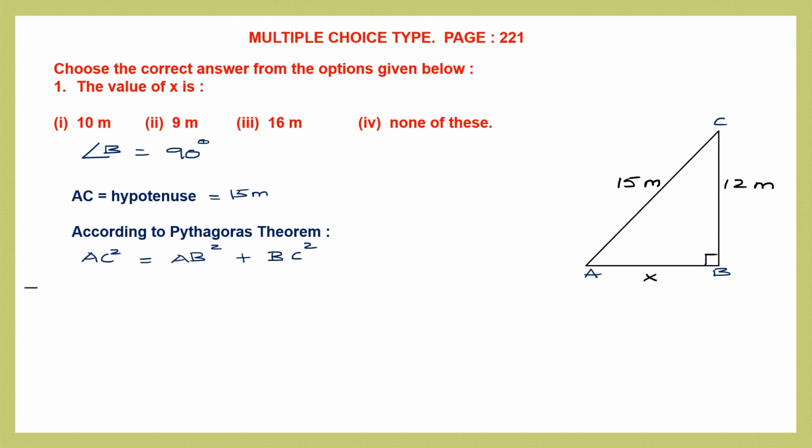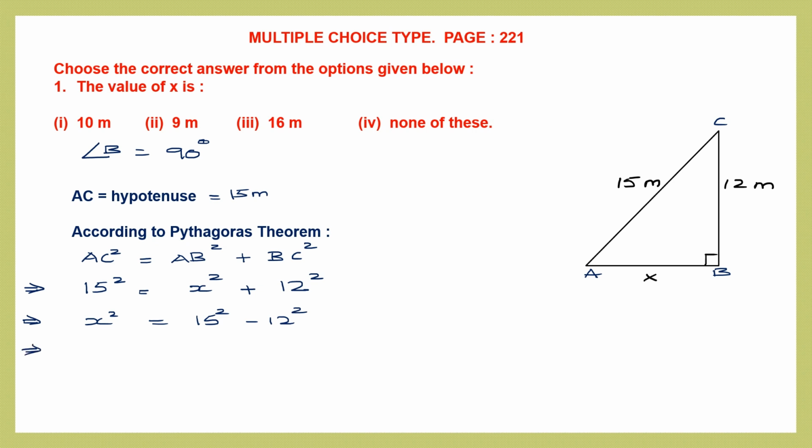So now let's substitute wherever we can. Now AC is already given to us. So that is 15 meters. So this is 15 square, which is equal to AB. Now AB is what we need to find out, x. So x square plus BC square is 12 meters. So 12 square. So now we can find the value of x square first. That will be equal to 15 square minus 12 square.